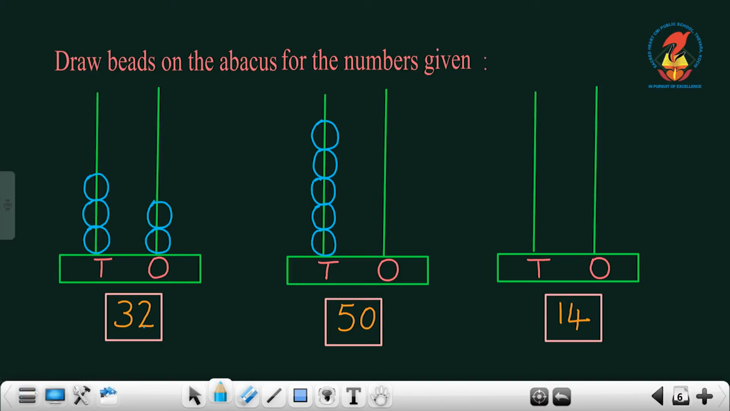14. How many tens and ones are there in 14? 1 ten and 4 ones. So, we have to draw how many beads on ones place? 4 beads. 1, 2, 3, 4. Now, how many tens are here? Look at the tens place. Only 1 ten. So, we have to draw only 1 bead on tens place. Got it? So, this way we have to draw the beads.